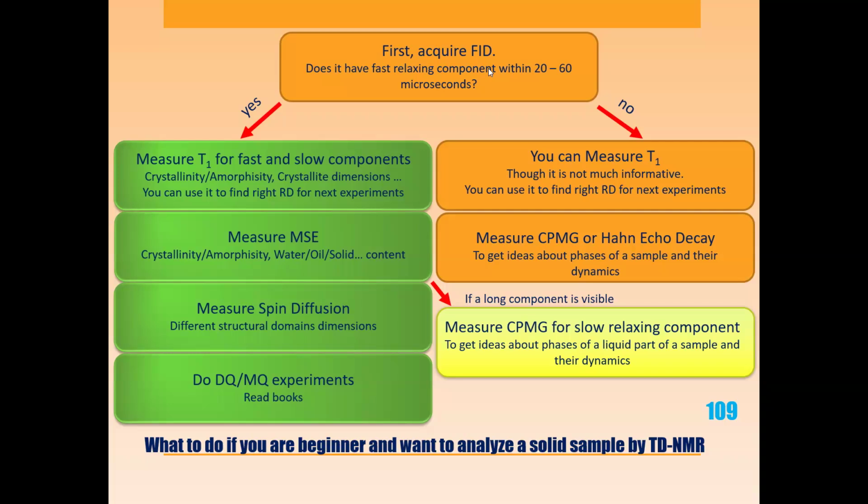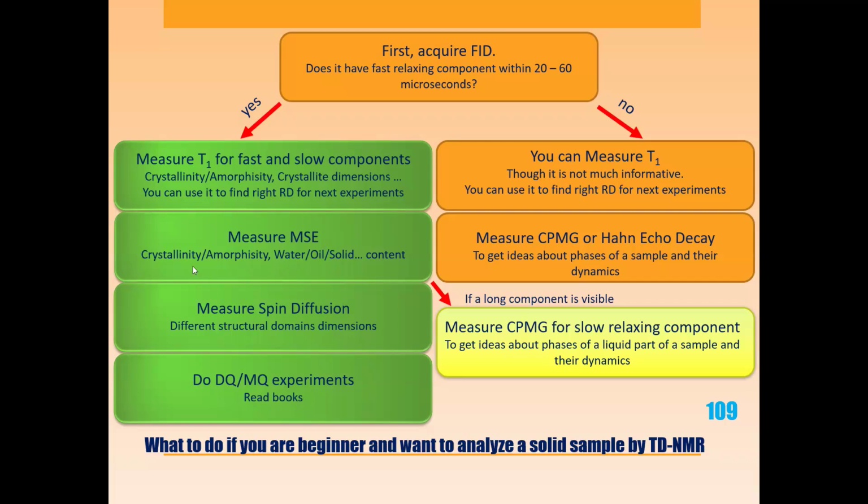First, I suggest for everybody, if you have something unknown, first look at the FID, and see whether it has a fast relaxing component or not. A fast relaxing component of solids can happen only within this time range. If it has, then we process it like a solid, and we try to measure T1 for both fast and slow components. Maybe we can get different behavior from this T1, and then we can try to estimate crystalline dimension and crystallinity.